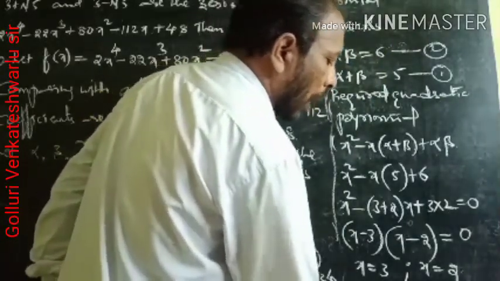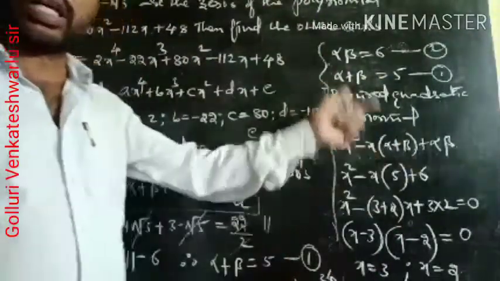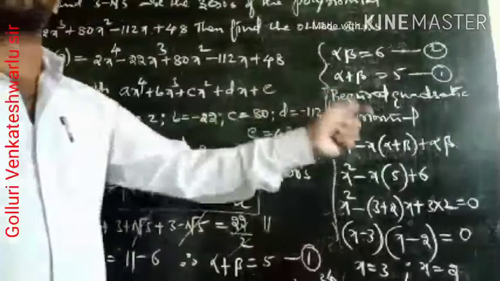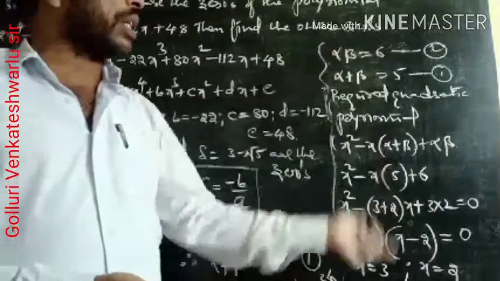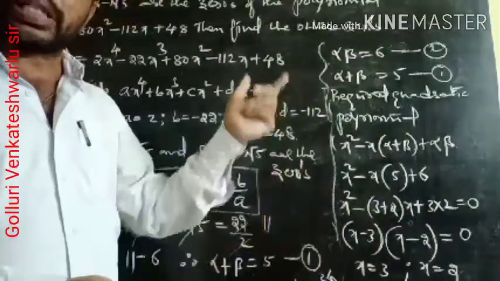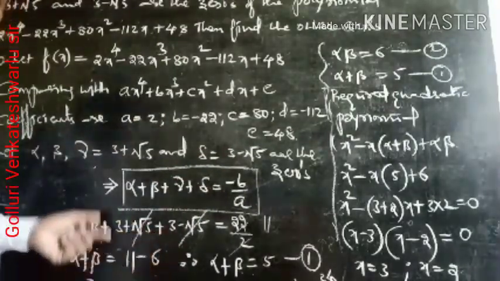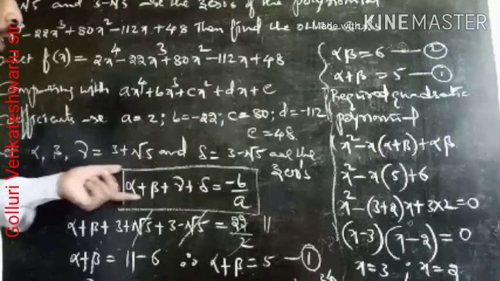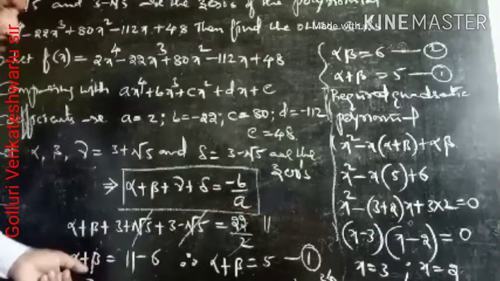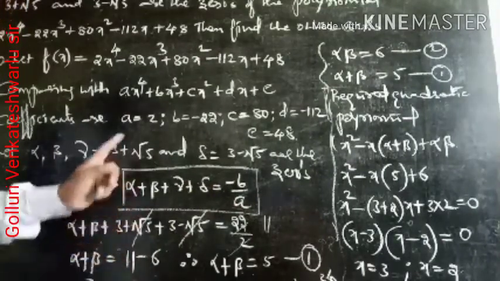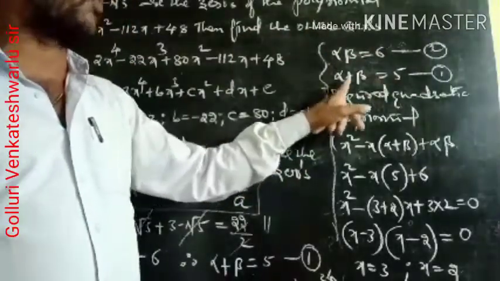So in this way we can answer without doing the division process. According to the book, the method given is the division method, but there is no need to apply the division process. How do we do it without division? First we obtain the value of alpha plus beta with the help of the sum of all the zeros equal to minus b by a, and the product of zeros equal to c by a. With the help of these two conditions we obtain the values: alpha beta is 6 and alpha plus beta is 5.